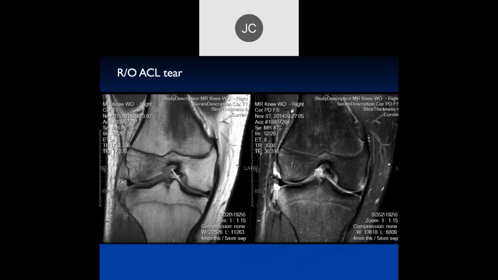So I see bone marrow edema in the lateral tibial plateau and lateral femoral condyle, and then it looks like some extrusion of the body of the lateral meniscus, but some joint effusion adjacent to that meniscus too. This structure right here. Yeah, this is the anterolateral ligament.